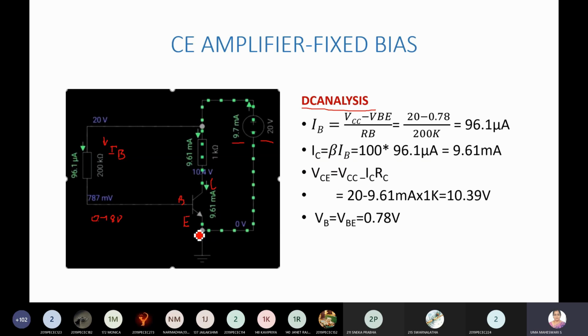What is the formula for VB? It's going to be VB minus VE. So what is the base voltage? Base voltage is 0.78 volts. Emitter voltage is 0 volts. So 0.78 minus 0, it's going to be 0.78. So as you know, when you get the VB drop as 0.78 volts, you can say that the transistor which is used in the software is going to be a silicon type of transistor.